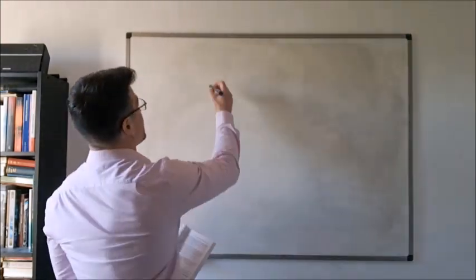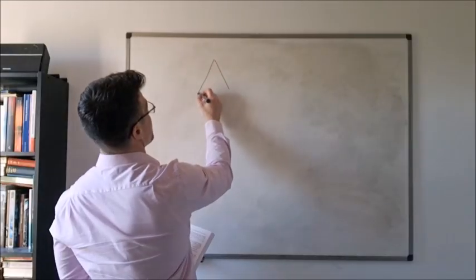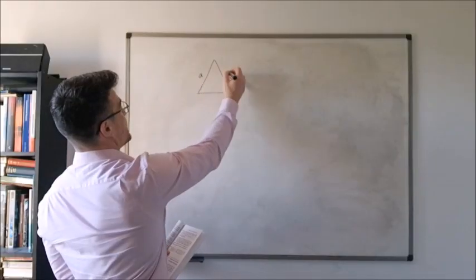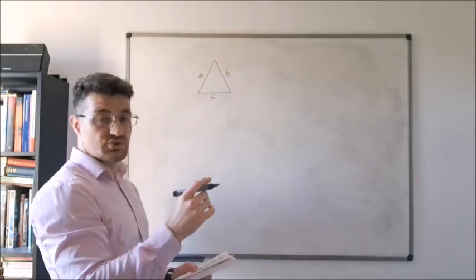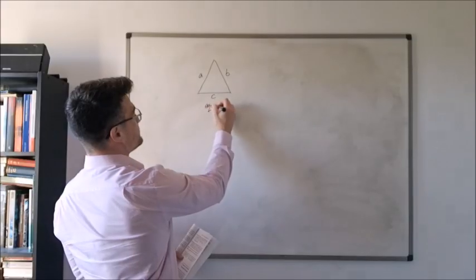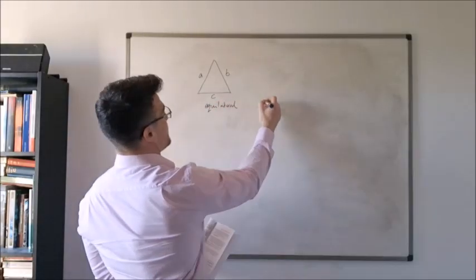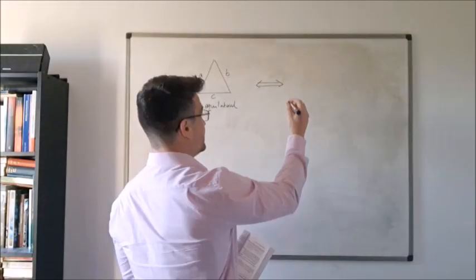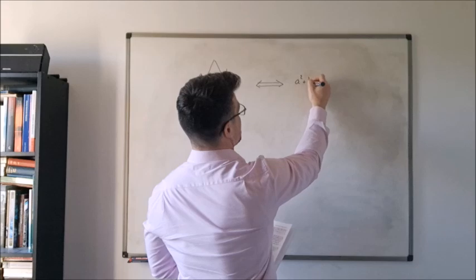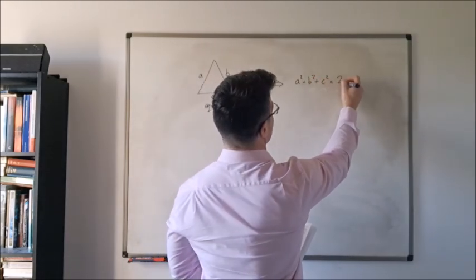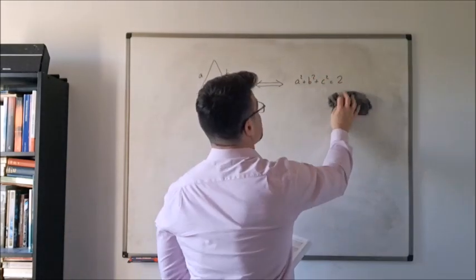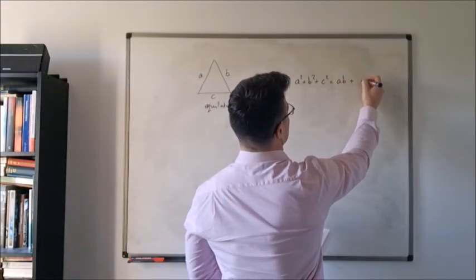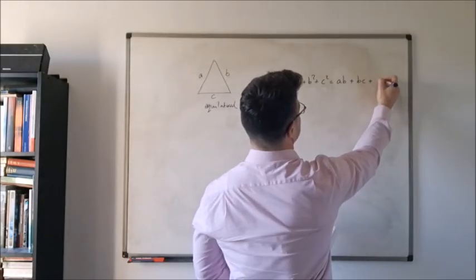In other words, we've got a triangle, the sides of length A, B, and C, then this triangle is equilateral if and only if, so it's a necessary and sufficient condition, that A squared plus B squared plus C squared is equal to AB plus BC plus CA.